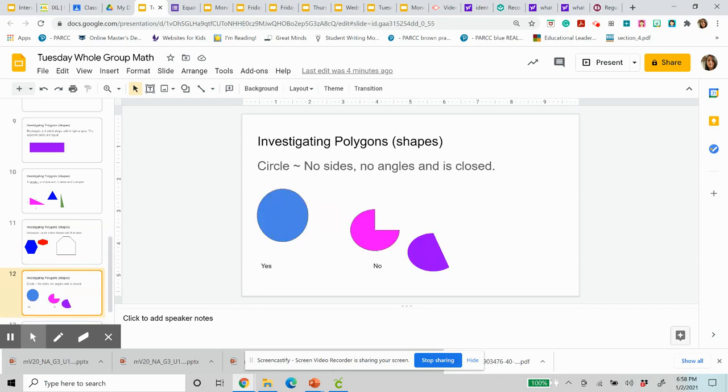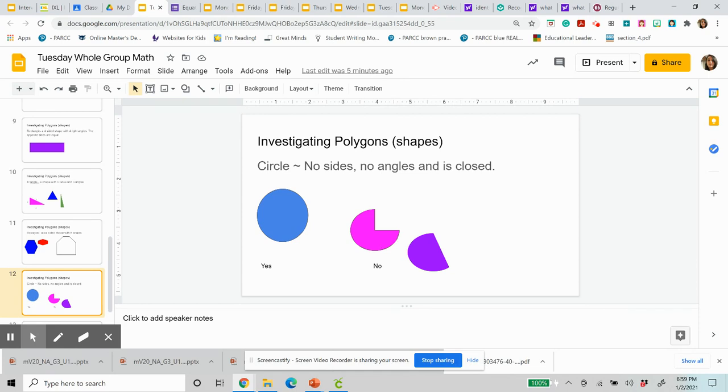Circles. So circles don't have sides or angles, and they're closed. And so this is an obvious circle, right? Now, I couldn't find anything that wasn't closed, but let's say that didn't connect. Let's say there's a little teeny space right here that we could go in and out of. Then that wouldn't be a circle. It wouldn't be closed. But this, all of this connects, right? And there's no lines.